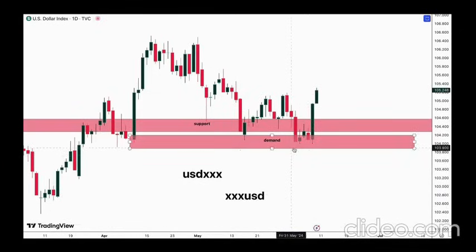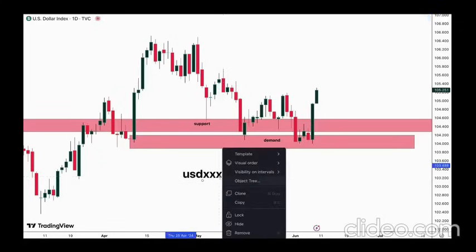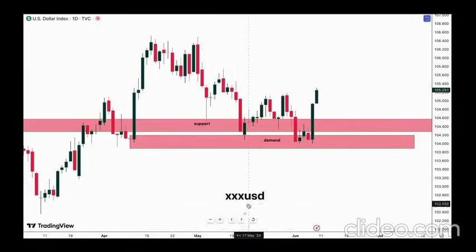So after analyzing your DXY, you will have an advantage in determining the move of other pairs, especially all pairs with USD in them. I think, guys, by explaining that idea, it will be very simple for you to determine the use of the DXY in your trading. Let me delete these because we no longer need them. Okay, let us proceed, guys.